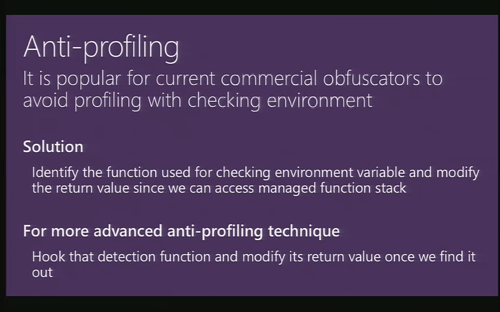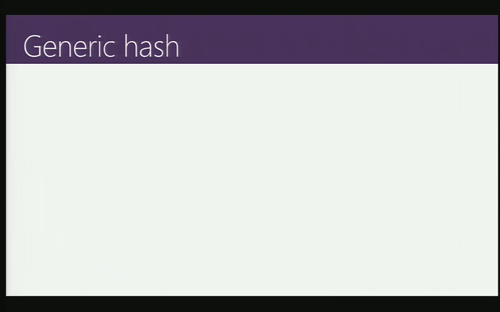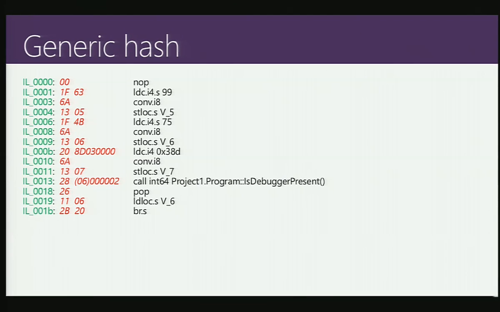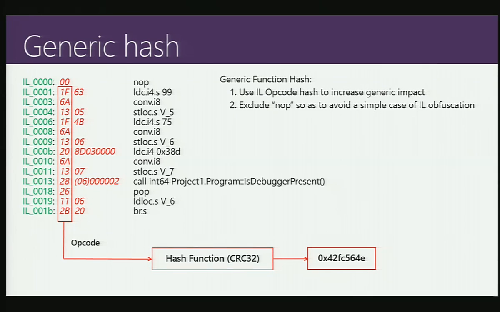And after I have finished the internal value parsing, I would like to show you the idea of information presentation, where I use a method called generic hash. With this generic hash value, what I did is to exclude all the immediate values and the function tokens, and only take the opcode and hash the opcode to get a hash value to identify the function.